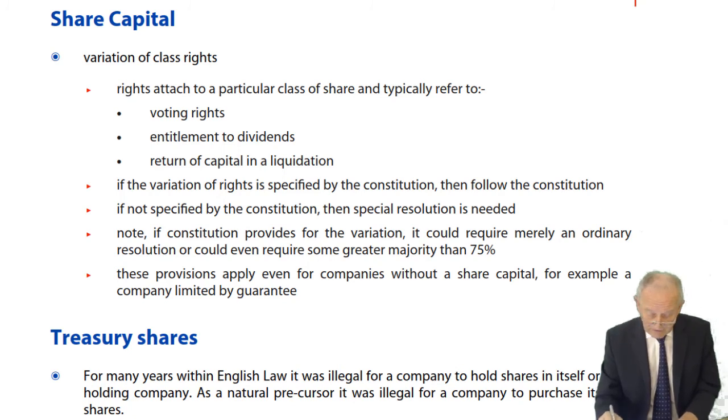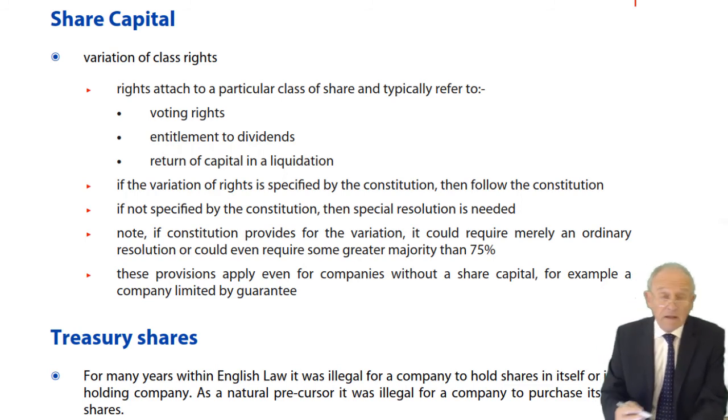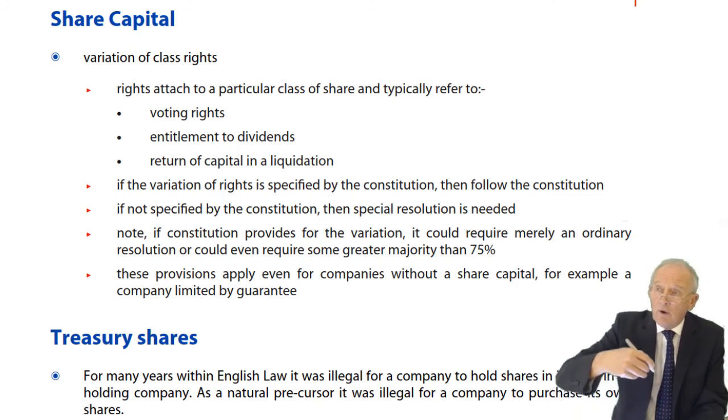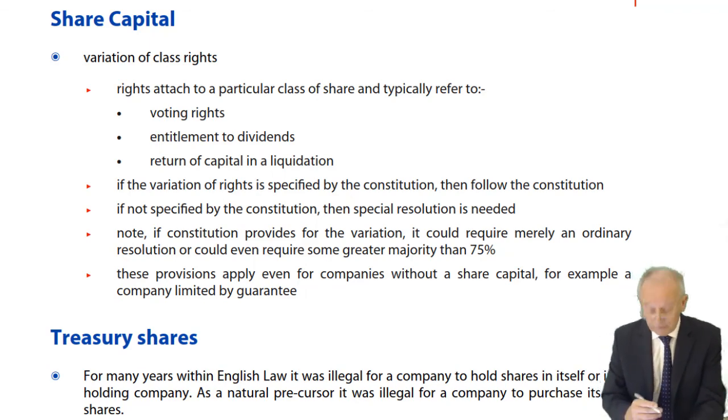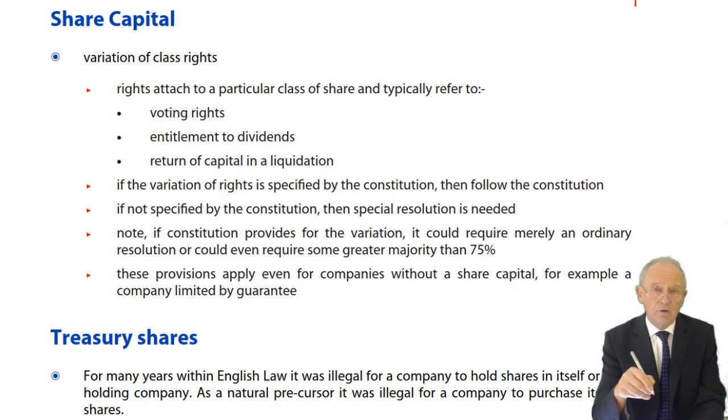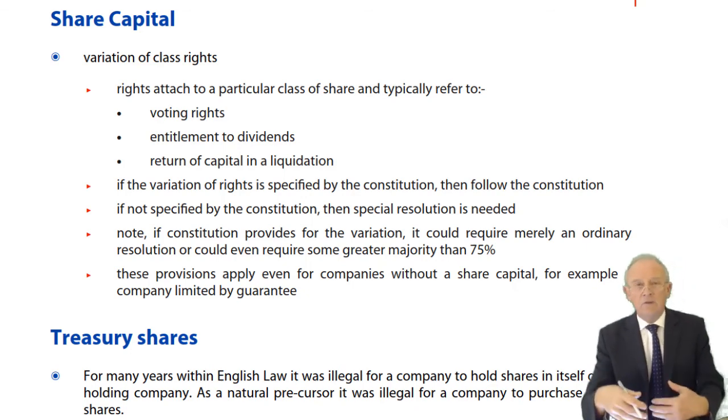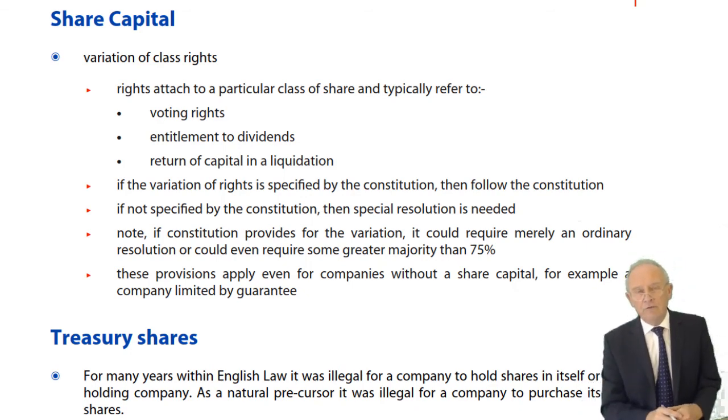Rights attached to a particular class of share refer typically to voting rights, entitlement to dividends, and return of capital in a distribution. Return of capital, where we're facing typically liquidation, who's going to be paid in priority to others. If the variation of rights is specified in the Constitution, then that's what we do. If it tells us in the Constitution what mechanism, what procedure we need to follow in order to vary the class rights, then we follow the Constitution.